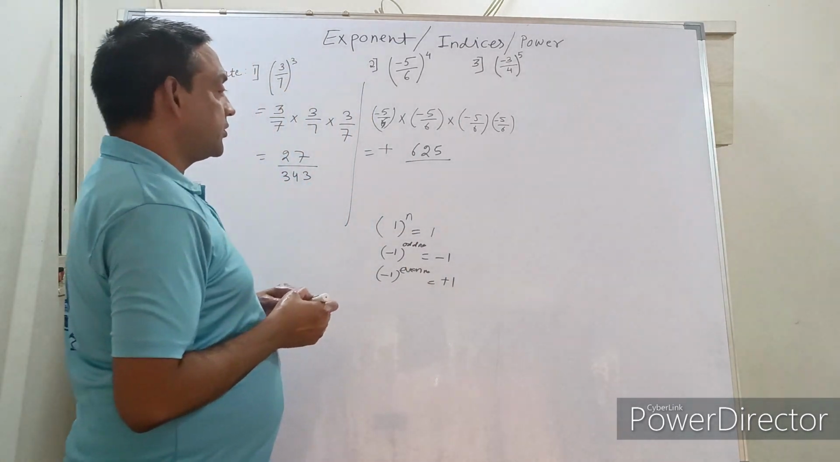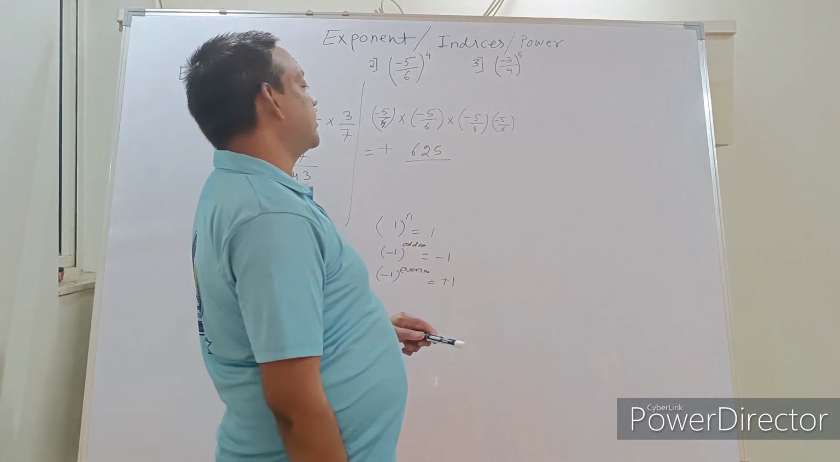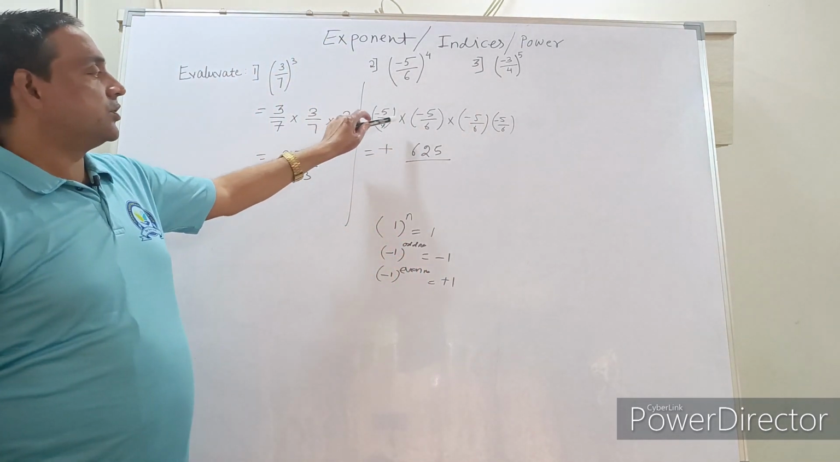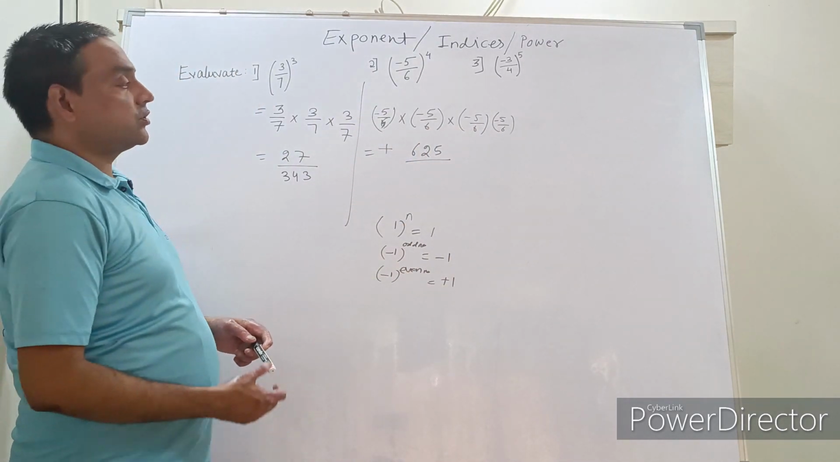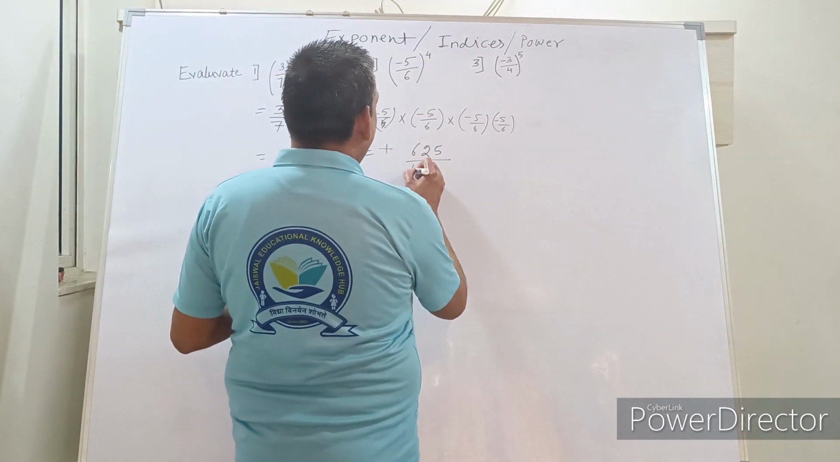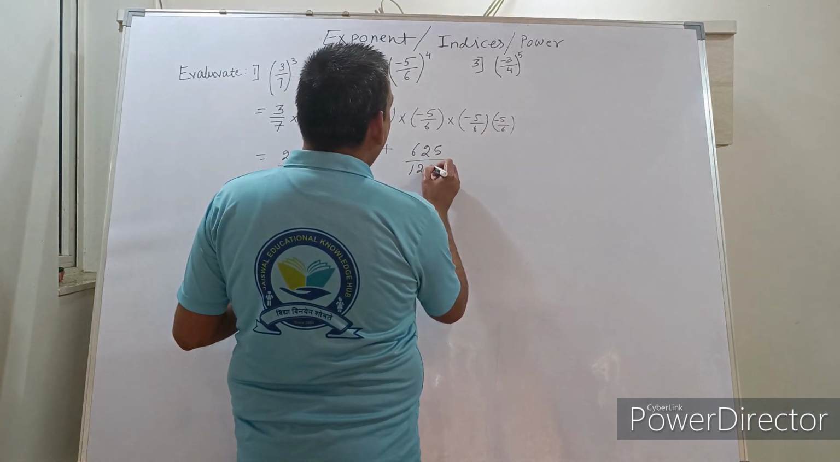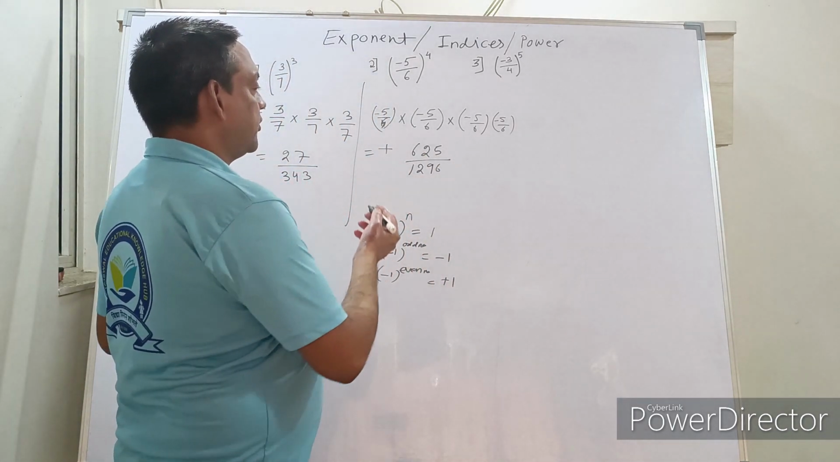Next one is 6 into 6 into 6 into 6, that will be 6 raised to 4. You can say 6 into 6 is 36, 6 into 6 is 36, then 36 into 36 is 1296, or you can multiply also and you get the answer. So the answer is 125 over 1296. Okay, so different ways are there.